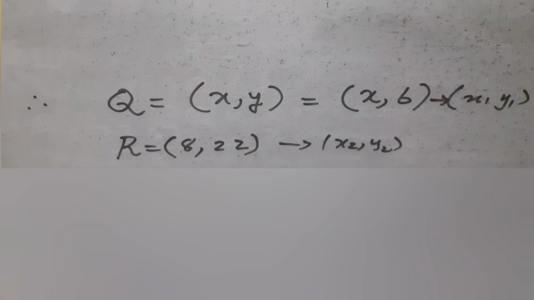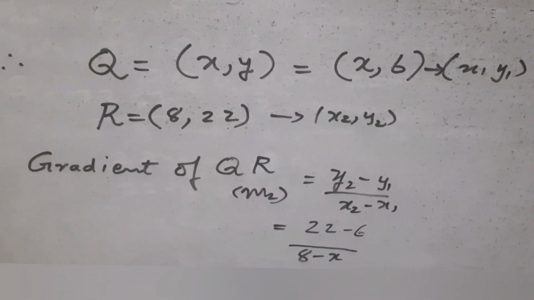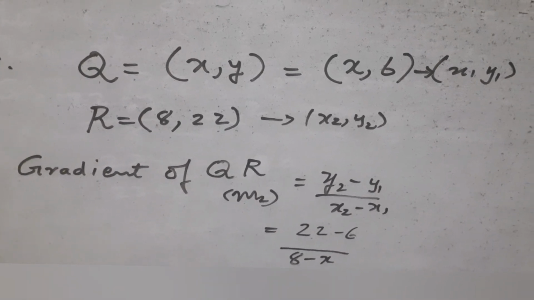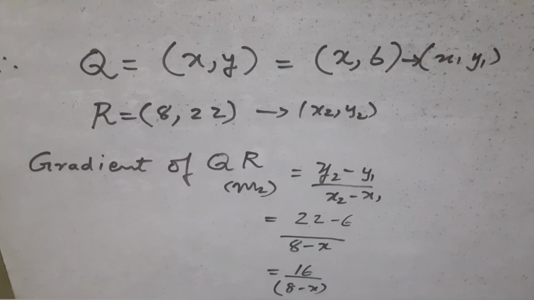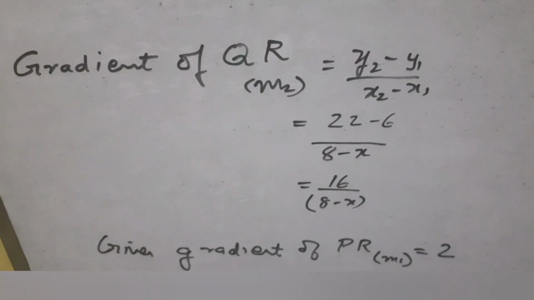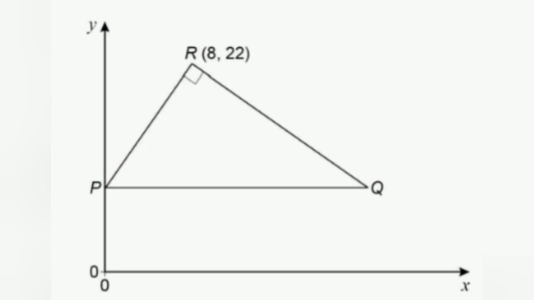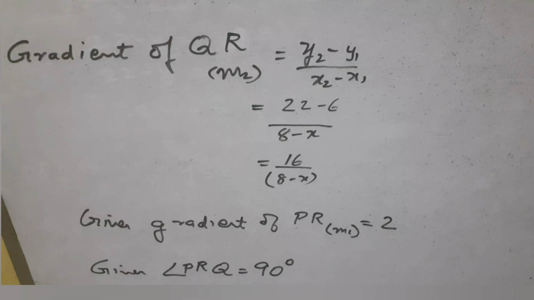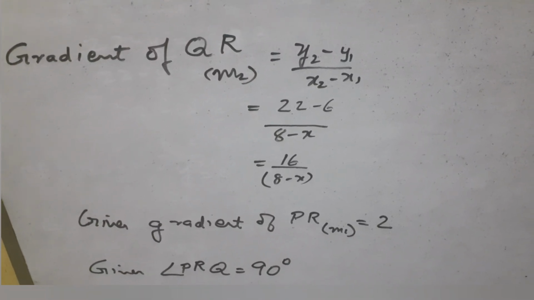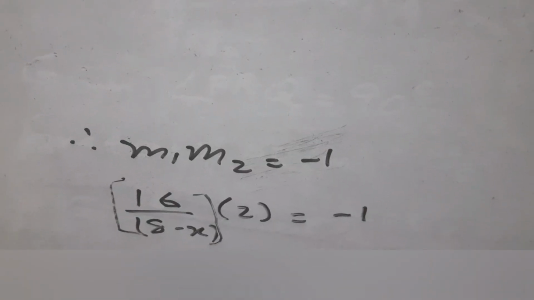R is 8 comma 22. So we now find the gradient of QR. The given gradient of PR, that is M1 equal to 2. Given R is a right angle, so PR perpendicular to RQ. So product of the gradients will be -1. Substitute the values of M1 and M2 and solve for x.